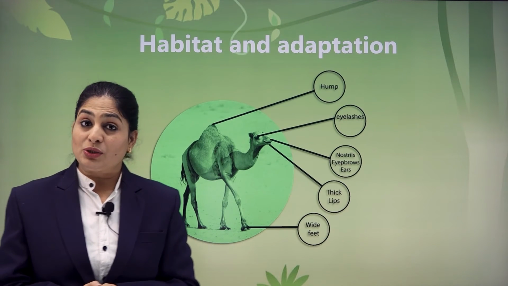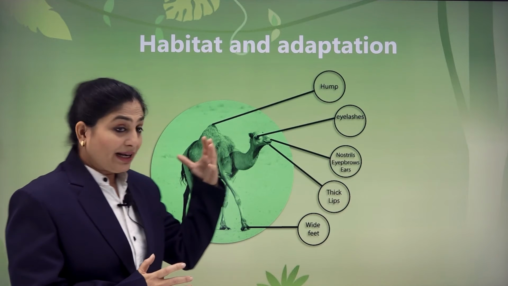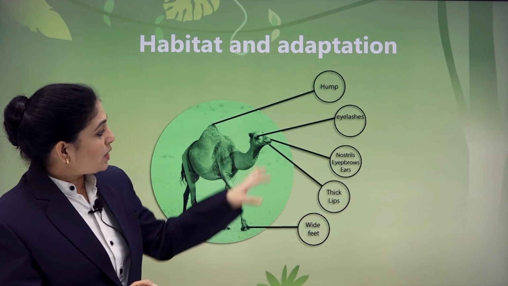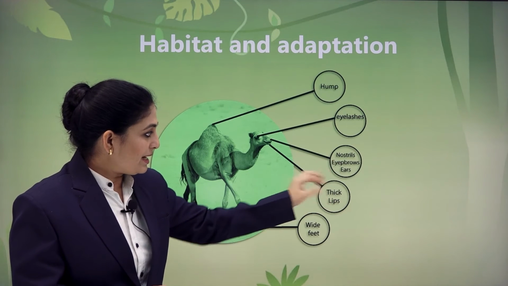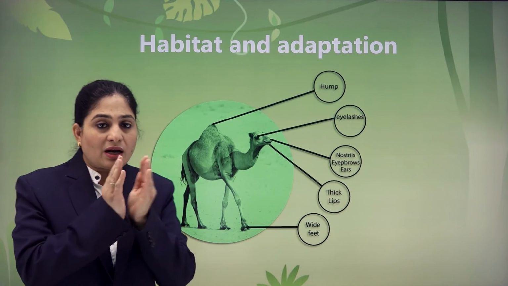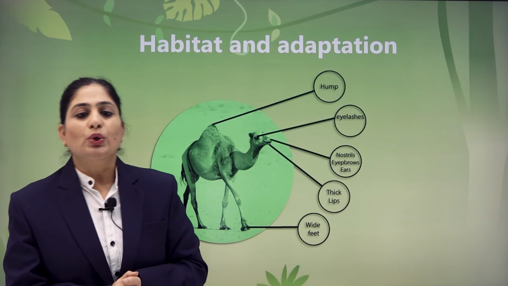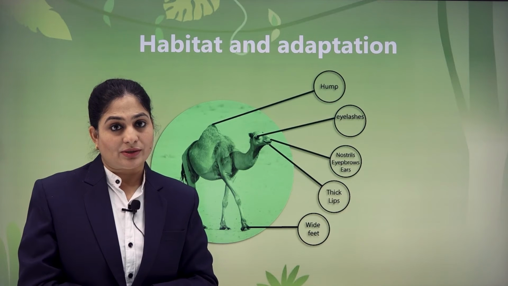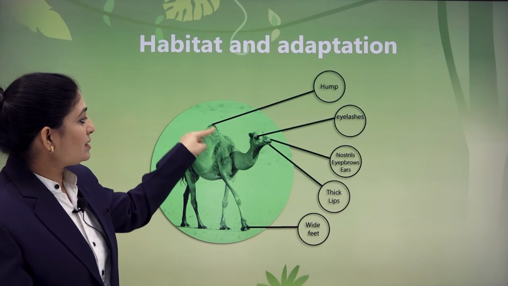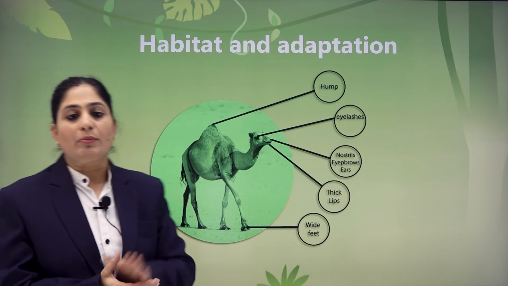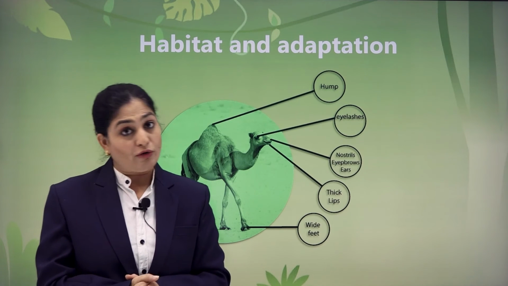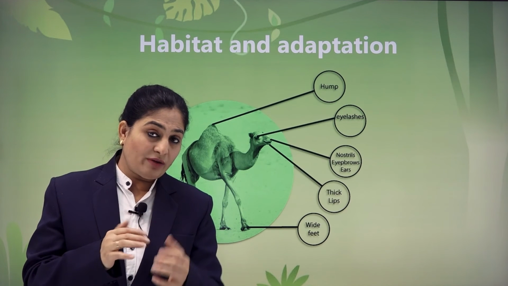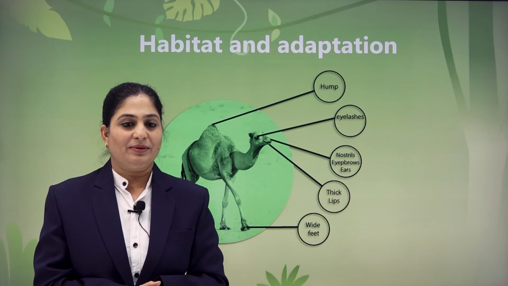Let us see another adaptation found in the camel. You can see the nostrils, eyebrows and ears are covered or very small, so that they don't allow sand particles to enter. There is a hump. Can you see this upper portion? This hump is used to store fat, so that whenever it requires energy, the fat gets dissolved and provides energy to the camel.